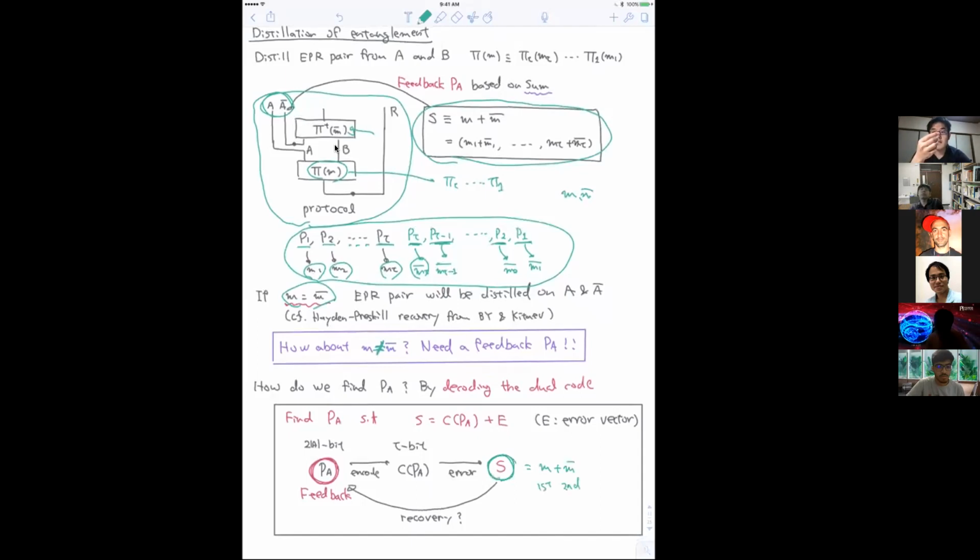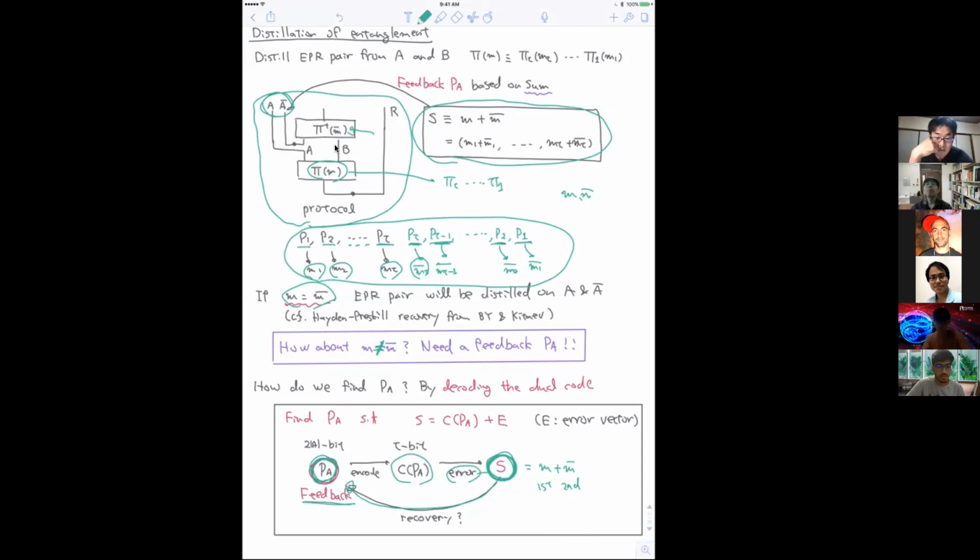I view it as an outcome of a classical error correction problem. That is, I encoded a Pauli into some code word and some error occurred and I got this S vector. That's how I view the S vector. Then in this interpretation, I should be able to recover the original Pauli operator PA by decoding these syndrome vectors. It turns out this PA you find from this S is the correct Pauli operator you need to apply in order to do the distillation. So this is a feedback operator.